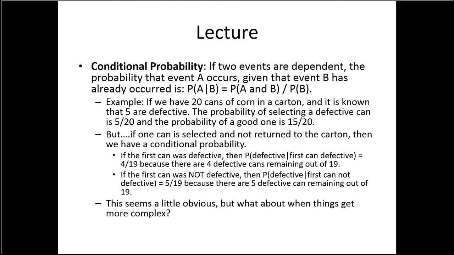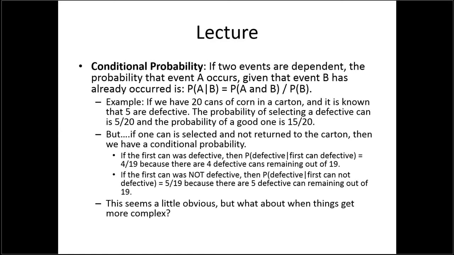Okay, the previous discussion was of independent events. Now we're looking at dependent events. If two events are dependent, then the probability that event A occurs given that event B has already occurred is the probability of both of them occurring divided by the probability of B occurring.